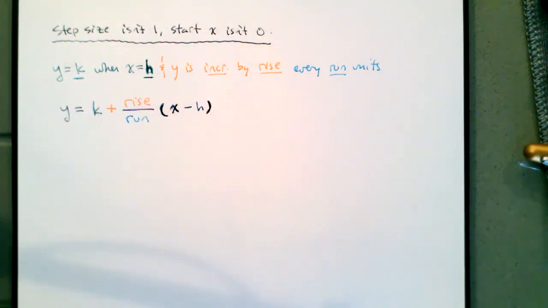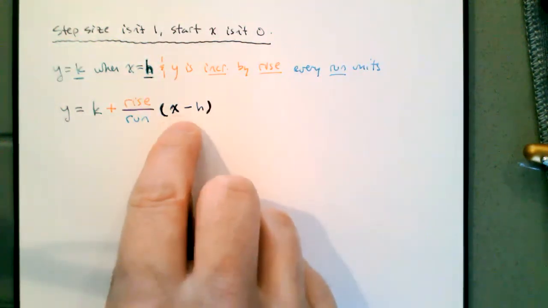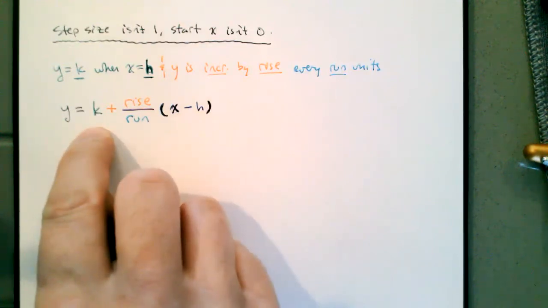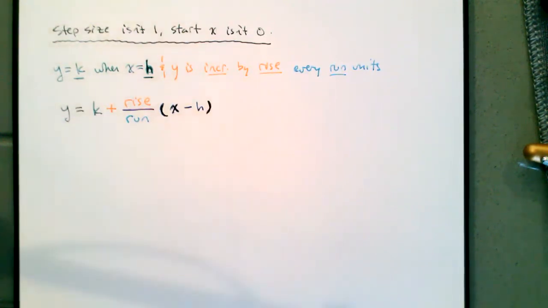Notice that this is completely backwards compatible with our y equals b plus mx form. Because if y equals b when x equals zero, then this factor looks like x minus zero, or just x, and this k looks like a b. So it's completely backwards compatible, and both forms have the same format. Start here, do this a bunch of times.